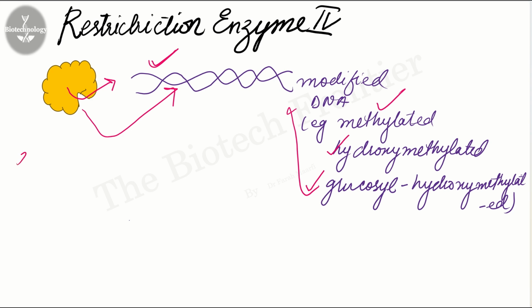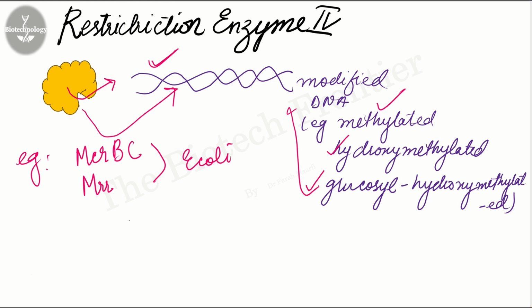And the examples for this type of enzyme are McrBC and Mrr. These are systems of E. coli.